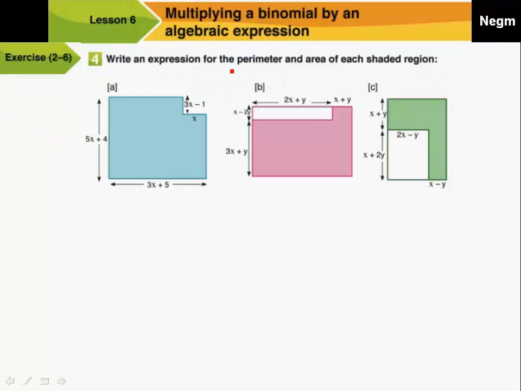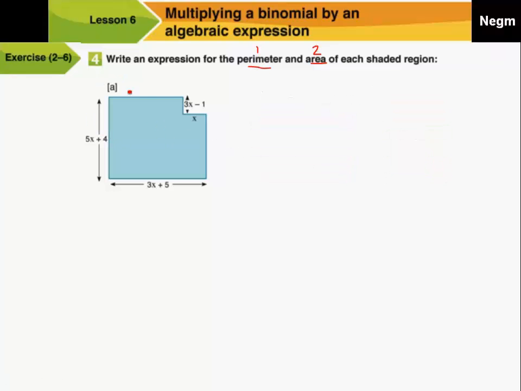Write an expression for the perimeter and area of each shaded region. We have been asked to write expressions for both perimeter and area of each shaded area. For number A, this is the shaded area. The big one is a rectangle and the small one is a rectangle too. For the perimeter, we have to add these lengths. For the area, we have to calculate the area of the big rectangle minus the small rectangle.